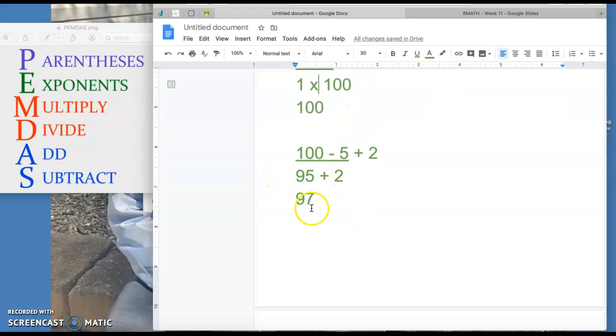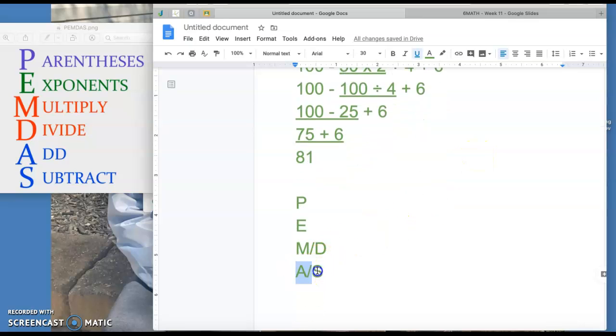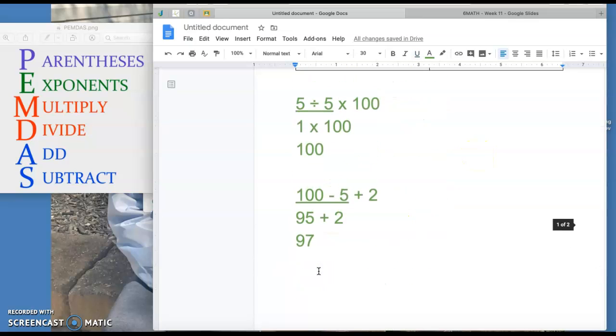Same with subtraction and addition. If I have both, then I work left to right. 100 minus 5 plus 2, I have both addition and subtraction, but remember, they're on the same level. They're worth the same. A and S, they're together. So I work left to right. 100 minus 5 first is 95. Plus 2 is 97. Notice how I'm underlining what I'm doing, so that way it keeps me on track.